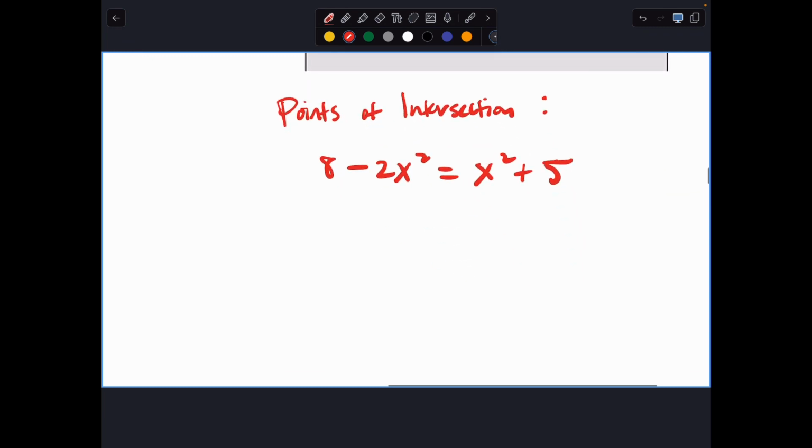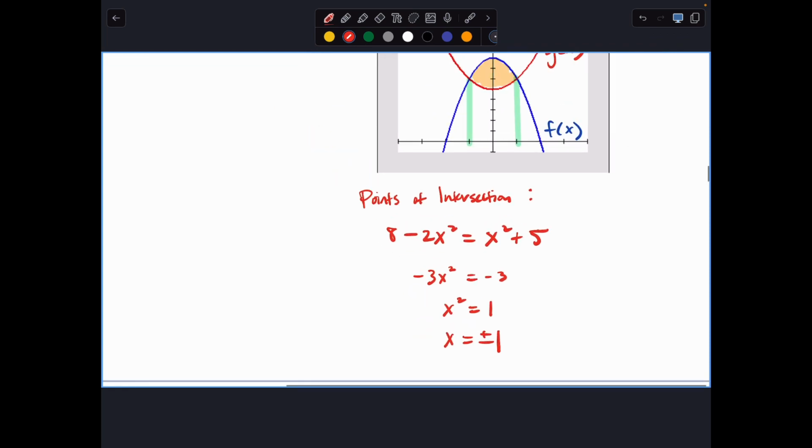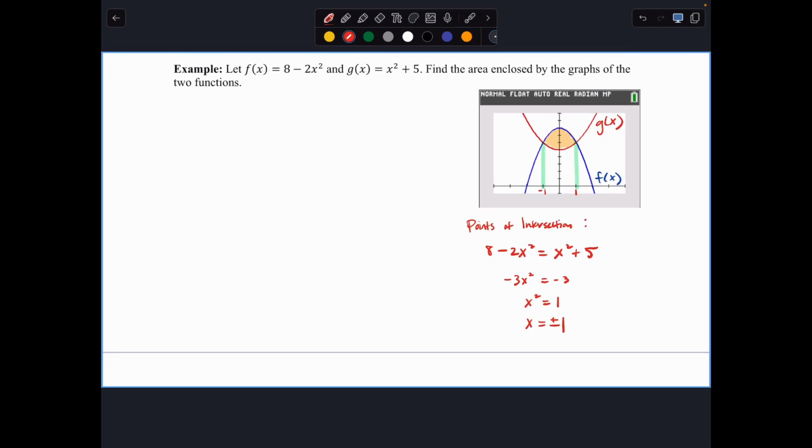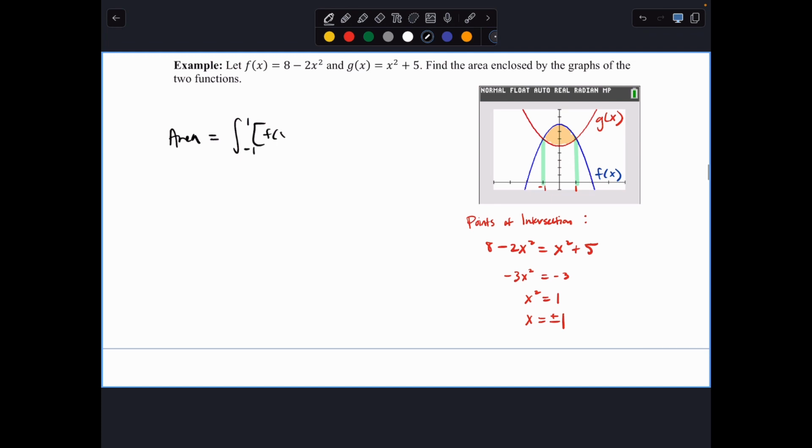Okay, so then we would get minus 3x squared equals -3. We get x squared equals 1. So what do you know? We get -1 and we get 1. So that means the area bounded between those curves can be represented as the integral from -1 to 1 of the top function, which is f of x, minus the bottom function, g of x.